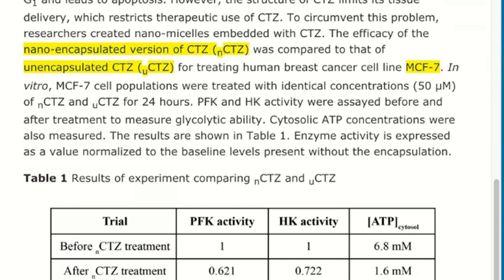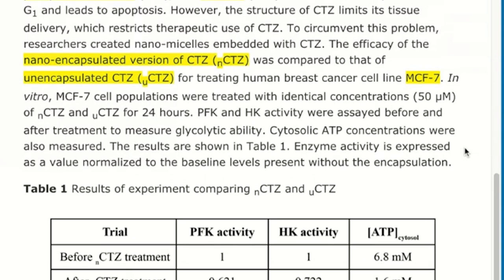So really, the design itself is relatively straightforward, but we just have to be very clear on what they're measuring, which is PFK, HK activity and ATP concentration, and how it's being expressed as a value normalized to baseline levels. So presumably we'll get it relative to one. It'll either be less than one or it'll be greater than one. Probably less, given that we're dealing with an inhibitor.